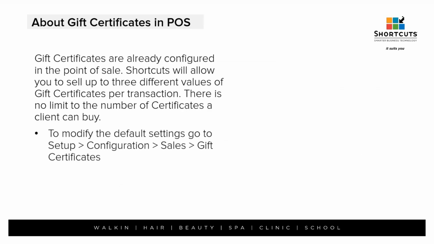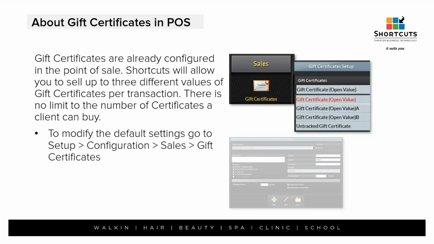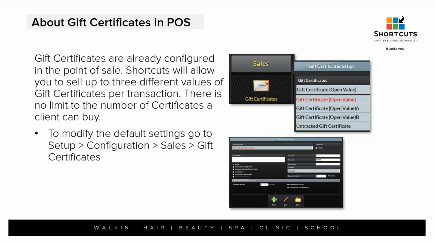In the point of sale, again, everybody that has Shortcuts has the ability to sell gift certificates. If you've never done it before, it's actually fairly easy. By default, you have 3 different open values set up in your system. You'll notice there's gift certificate open value, open value A, open value B. The reason Shortcuts has these different options is in case the customer wants to buy 3 different values of gift certificates.